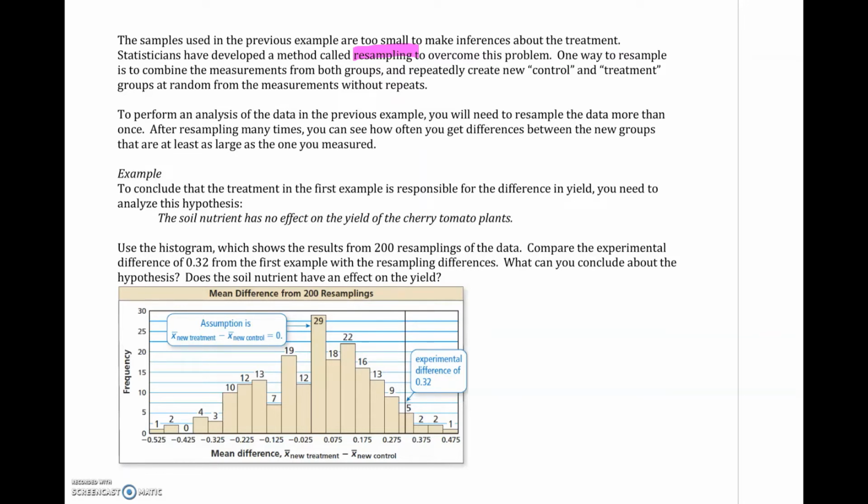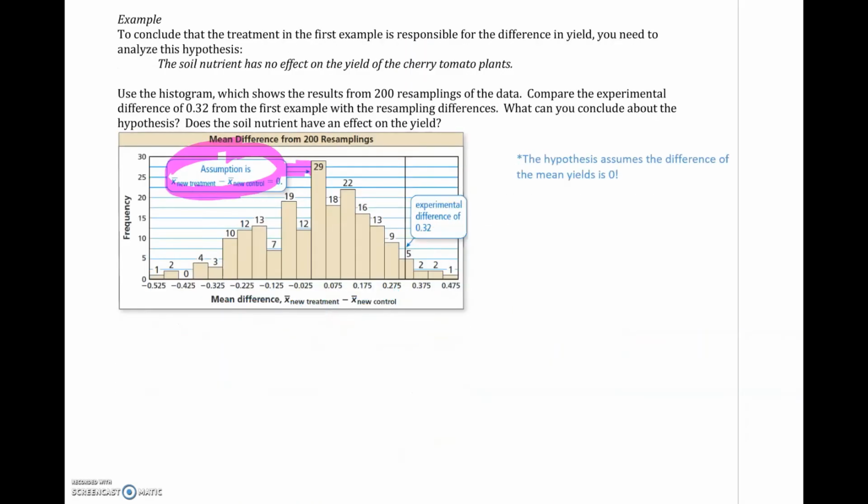So let's first start by looking at what the hypothesis assumes. If it has no effect on the yield of the cherry tomato plants, then that would mean the average or the mean for the control and the treatment should be pretty much the same. There should be no difference. So if we keep that in mind, we can see from our histogram on the left here that if the assumption is the difference is 0, we're right here, right? At this bar.